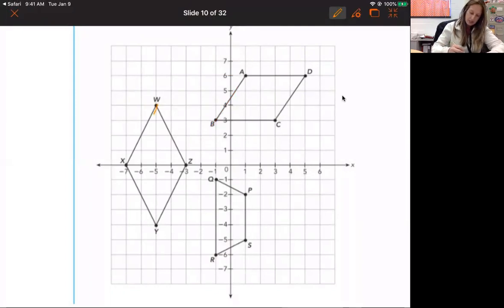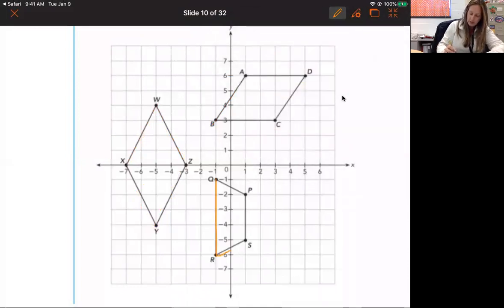This guy down here, W X Y Z, again, I see four points, I see four sides, so I know it's a quadrilateral. I can see these two lines are parallel, these two lines are parallel, also a parallelogram. And it also looks like these four sides might be the same length. So this is a rhombus right here.